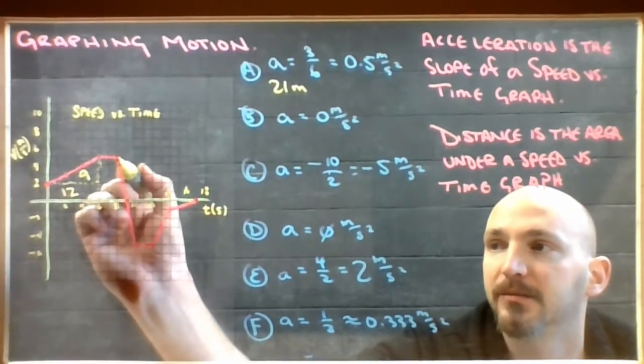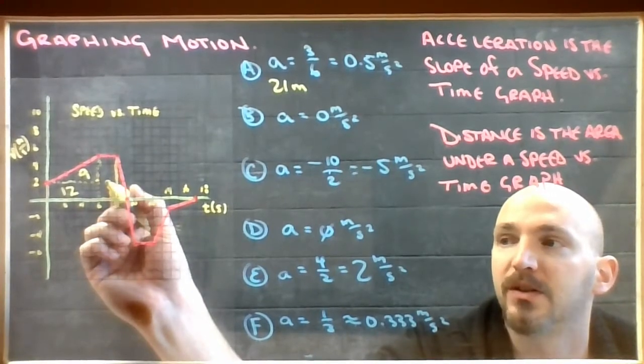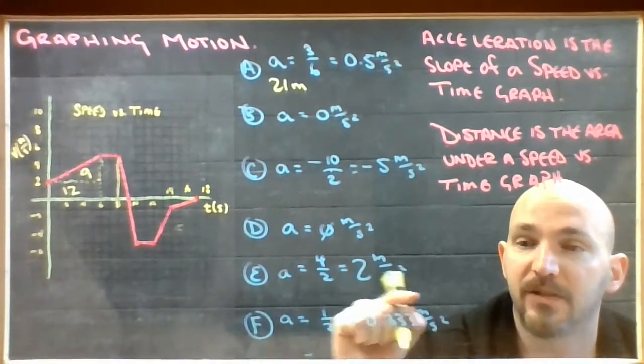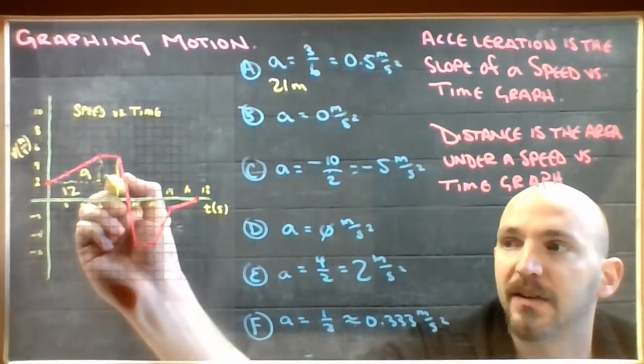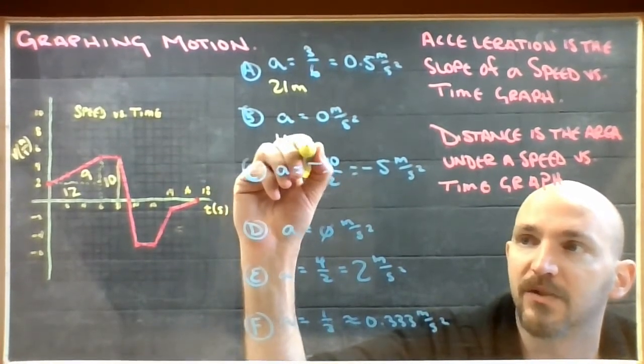This section here, 2 wide and 1, 2, 3, 4, 5 high. 2 times 5 would give me 10 squares inside that section, so there's 10 meters traveled.